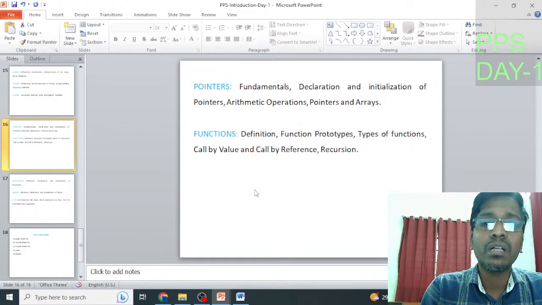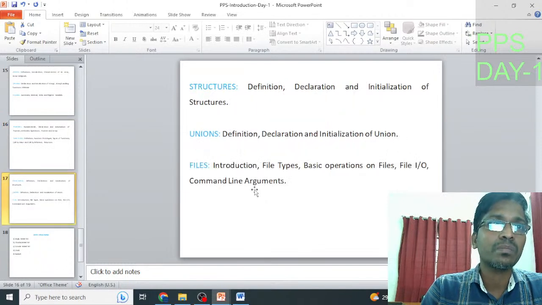And after that, I want to discuss recursion. So with the help of recursion, we are going to implement some programs, like factorial of a number using a recursion program, or a Fibonacci series using recursion programs.